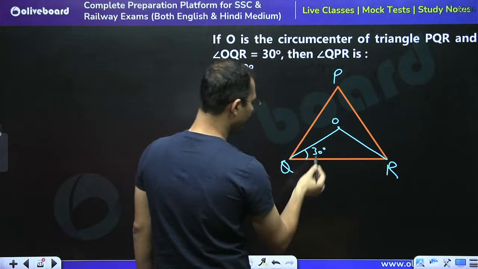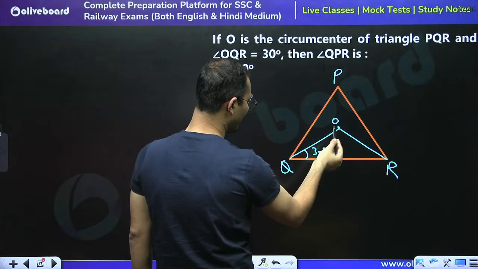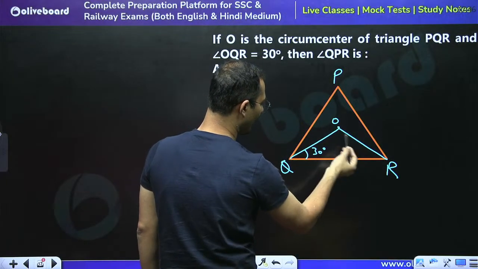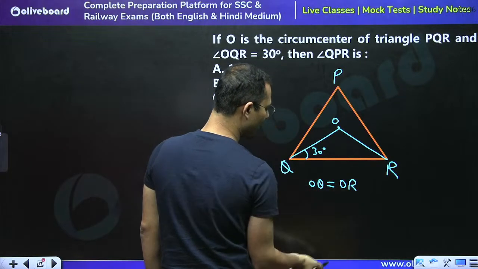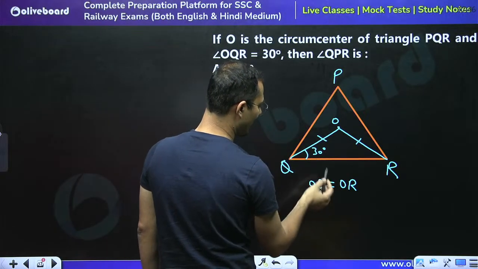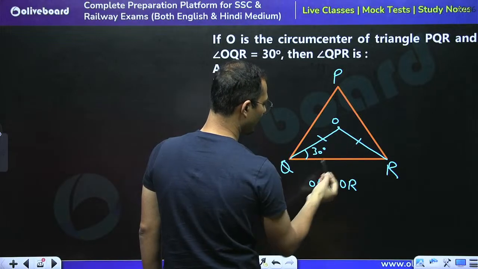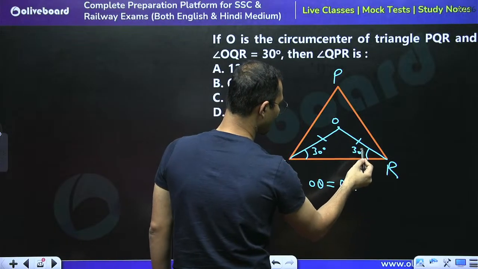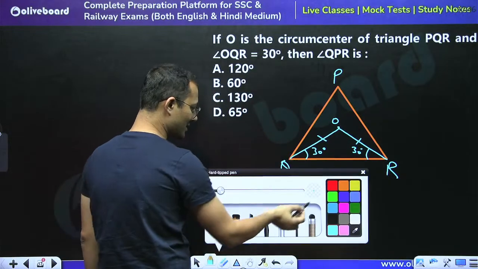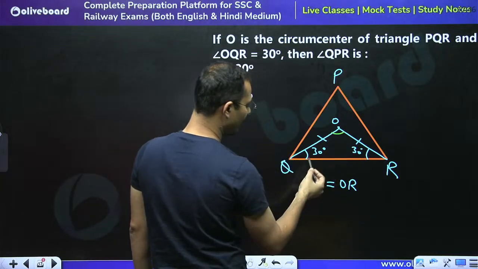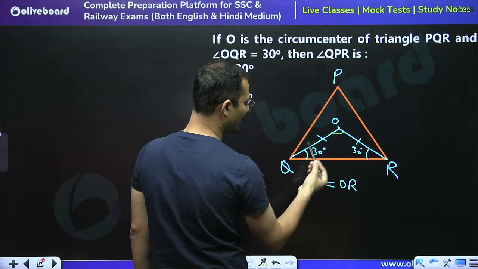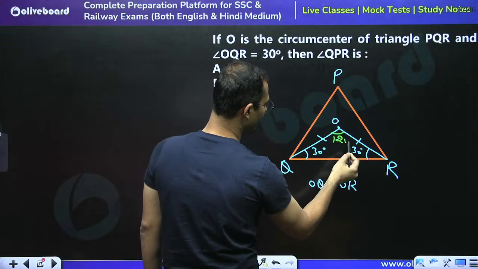See, if O is the circumcenter, we can say that OQ and OR both are the radius, so they must be equal. If this is equal to this, their opposite angles must be equal. So this angle is also going to be 30 degrees. Makes sense? Is it clear? So we can say that this angle is what? 180 minus 30, 30, 60. 180 minus 60, so it is 120.